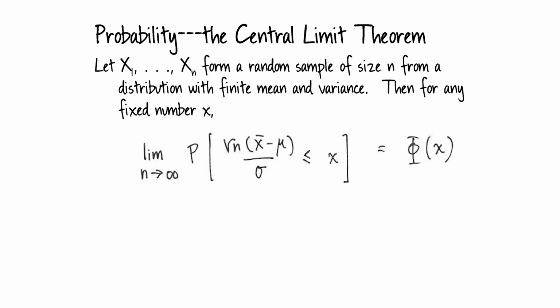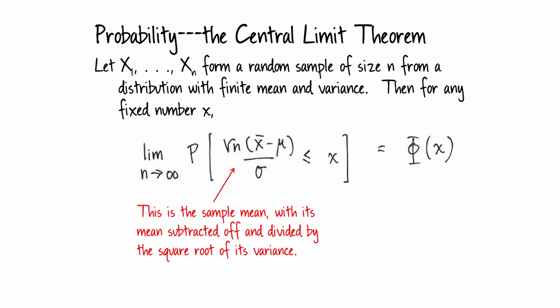Let x1 through xn form a random sample of size n from a distribution with finite mean and variance, so in other words, IID random variables. Then for any fixed number, this is true. Okay? So let's unpack this. What does this mean?